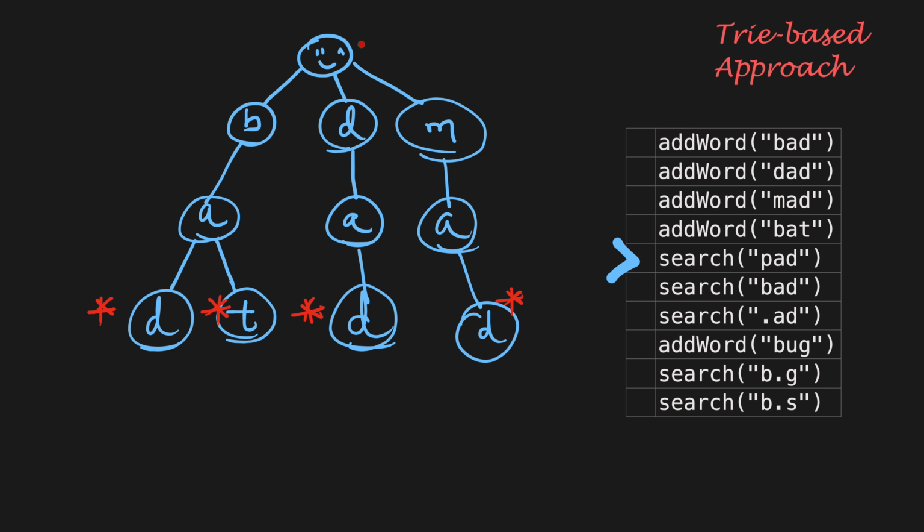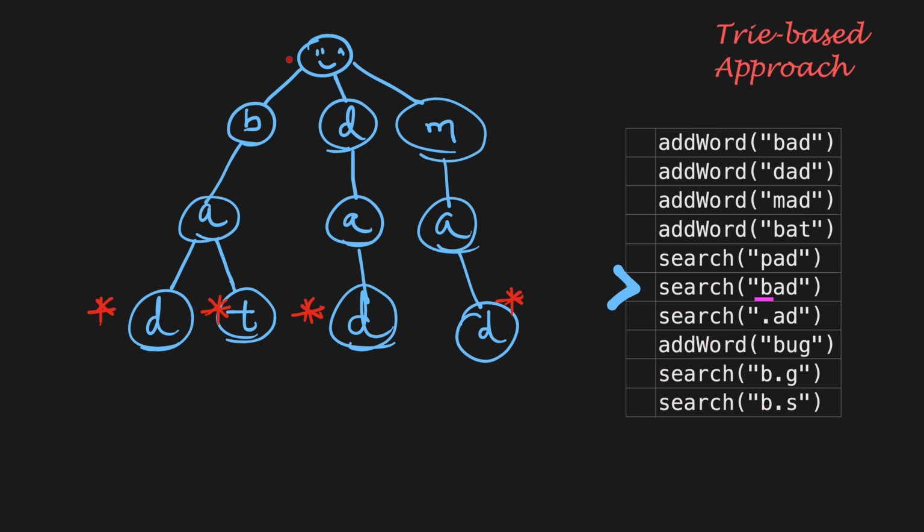Again we start at the root node and we check if root has a child for p, and the answer is no. So our search fails and we return false immediately. This is way better than the naive approach because there we had to search through all the words in the data structure. Now let's search bad in the trie.